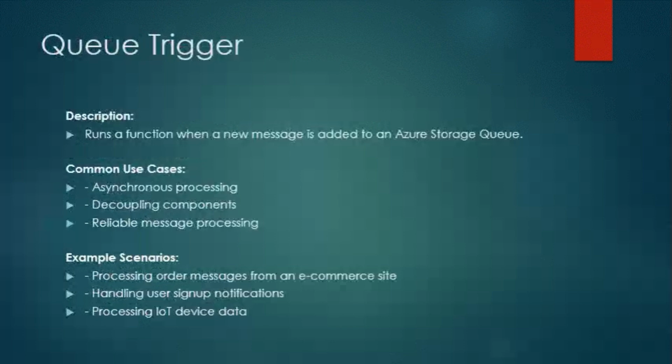Now we will try to understand the SignalR trigger. It runs a function in response to a message sent to the Azure SignalR service. SignalR is used for real-time web functionality. For example, if you use real-time, two-way messaging communication for a web application or mobile application, you use SignalR.